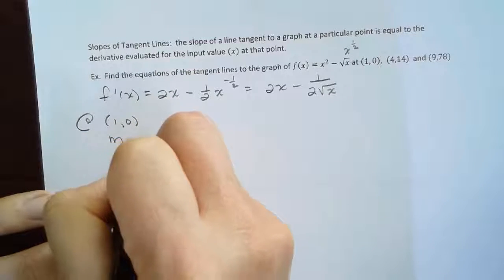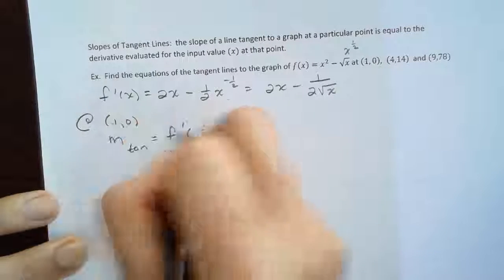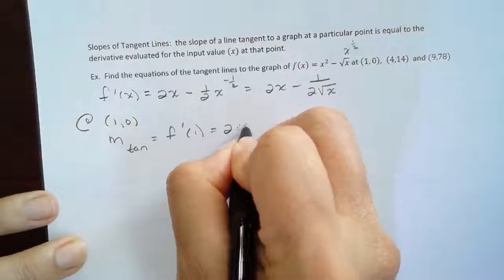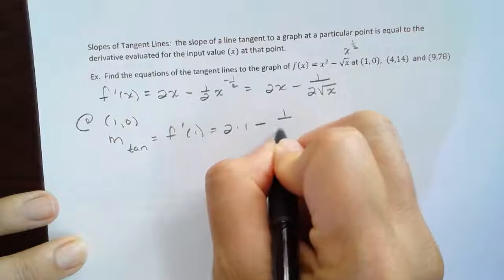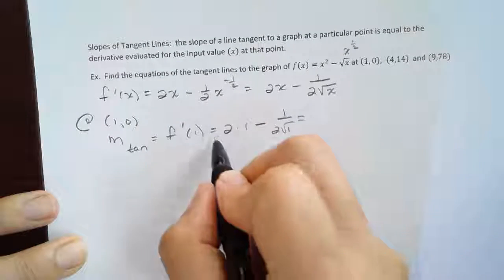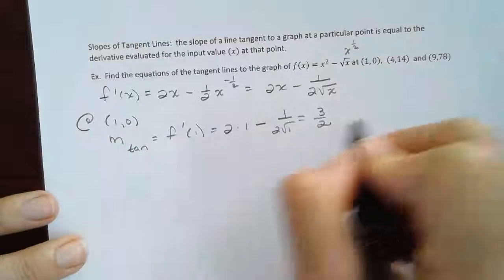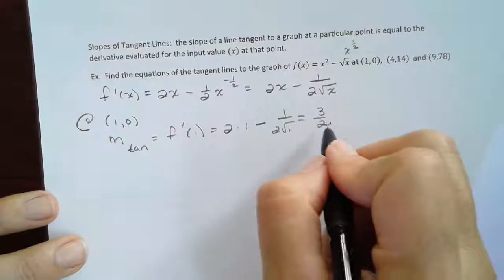All right, so at the first point, which is (1, 0), we're going to go ahead and find the slope of our tangent line, which is the same thing as our derivative evaluated at our x value, which is 1. So 2 times 1 minus 1 over 2 square root of 1. So 2 minus 1/2 will be 3/2. That means now that I have a point and a slope.